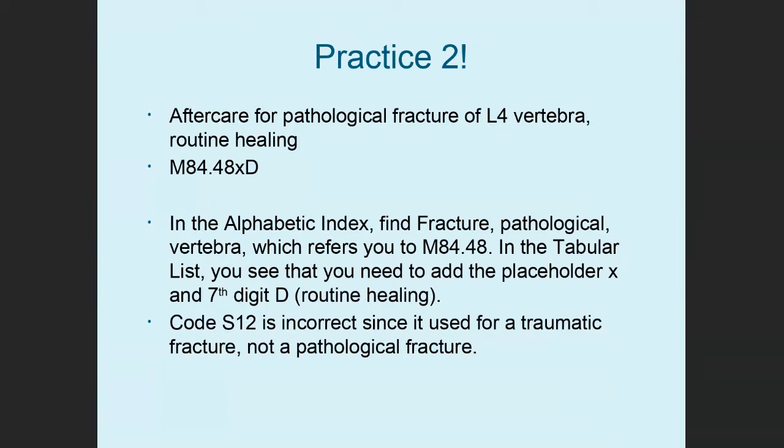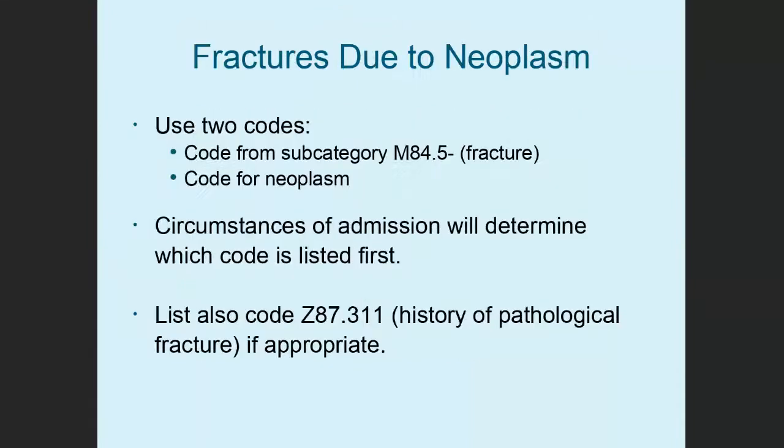Also note that if you went to fracture, traumatic, you'll come up with an S12 code, and that's incorrect because this is a pathological fracture, not a traumatic fracture. So it's also possible the fracture is due to a neoplasm. The bone is weakened and normal activity may result in a fracture because the patient has a neoplasm. So you're going to use two codes: the code from subcategory M84.5 for the fracture and a code for the neoplasm.